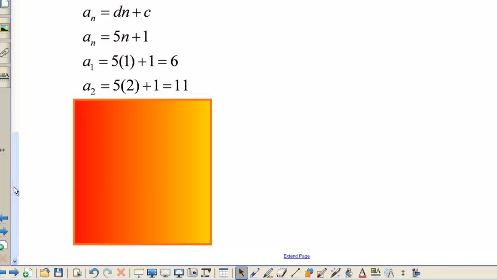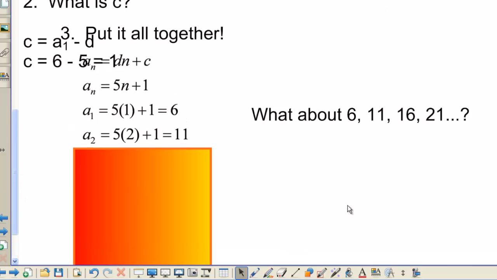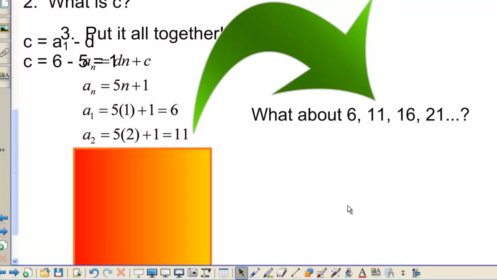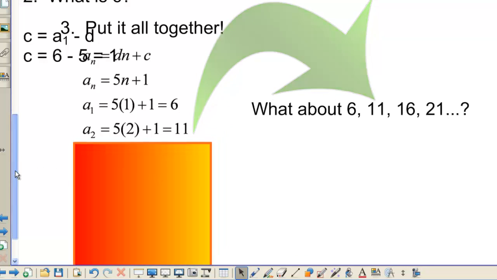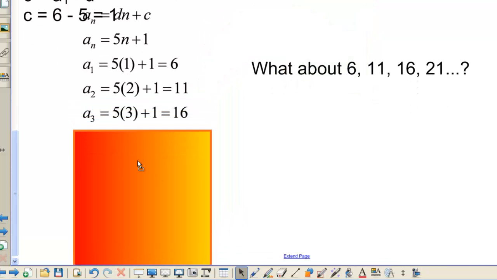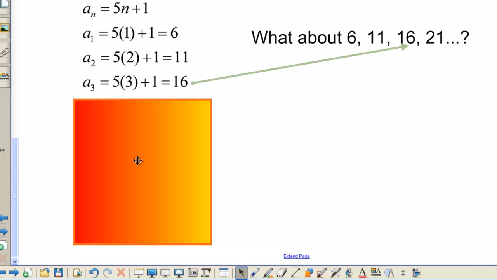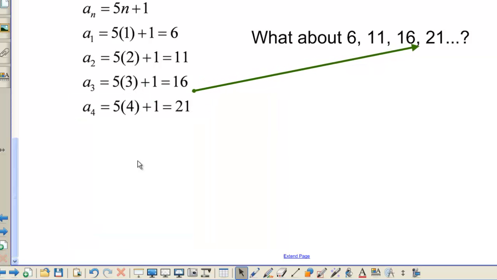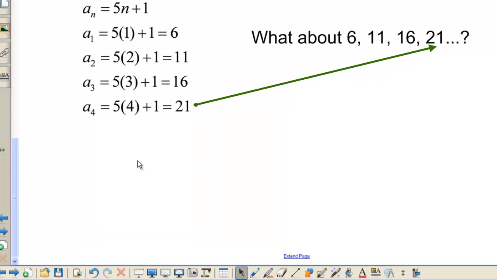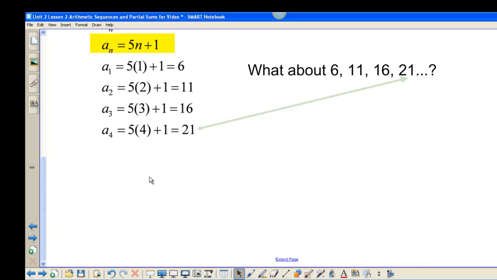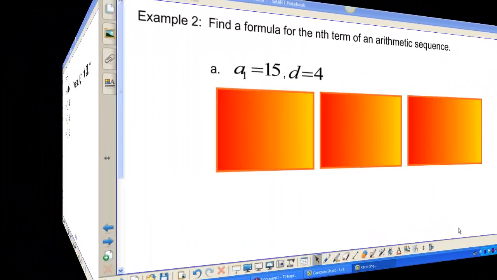If I look at a sub 2, 5 times 2 plus 1 equals 11, and that is the second term of my sequence. If I look at a sub 3, 5 times 3 is 15, plus 1 is 16, which yields the third term. And finally, a sub 4 equals 5 times 4, which is 20, plus 1 is 21. So my rule of a sub n equals 5n plus 1 does work for the entire sequence.